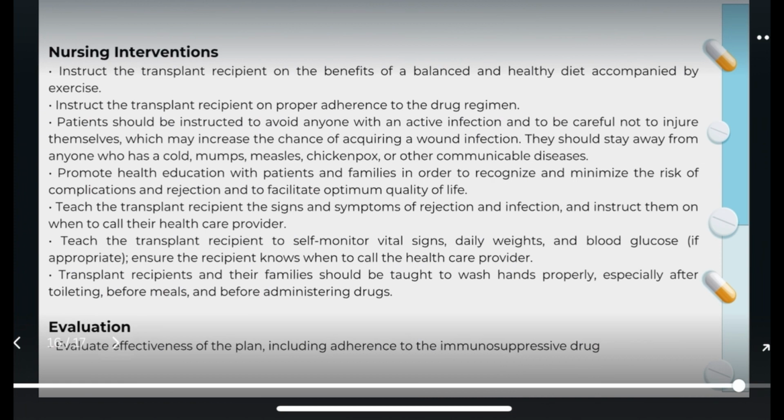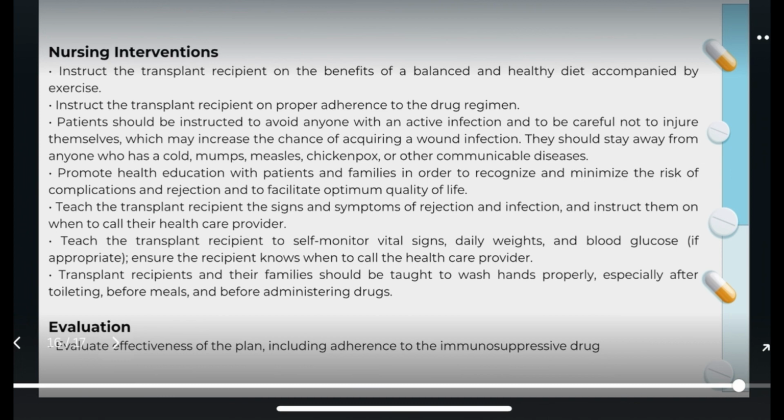Promote health education with patients and families in order to recognize and minimize the risk of complications and rejection and to facilitate optimum quality of life. Teach the recipient the signs and symptoms of rejection and infection and instruct them on when to call their health care provider. Teach the transplant recipient to self-monitor vital signs, daily weights, and blood glucose. Ensure the recipient knows when to call the healthcare provider.